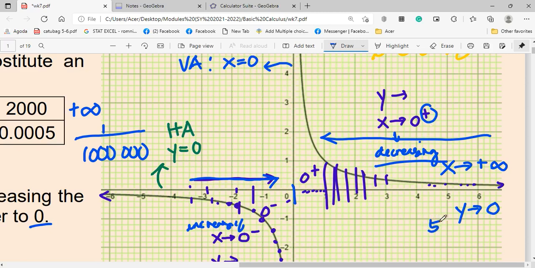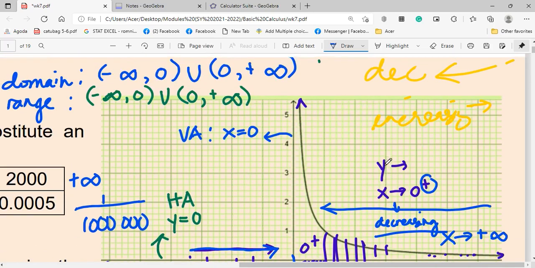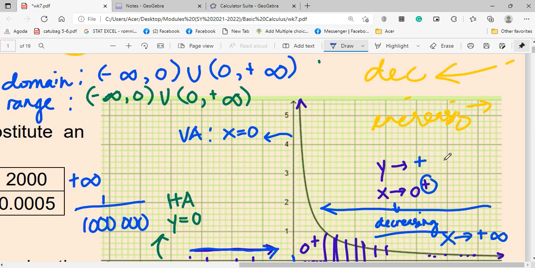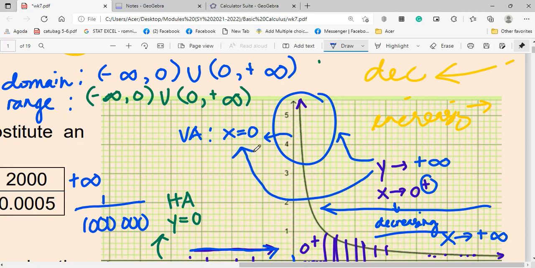So, nagdi-decrease dapat ang number. So, let's say for example, 5. O di gawin mong 4, 3, 2, o 0.0001 kasi you're getting closer to 0. At anong ginagawa ng y values? Y keeps on increasing. Kita mo yan? That's an indication na y just keeps on increasing. And what else is the indication? There is a vertical asymptote, x is equal to 0.